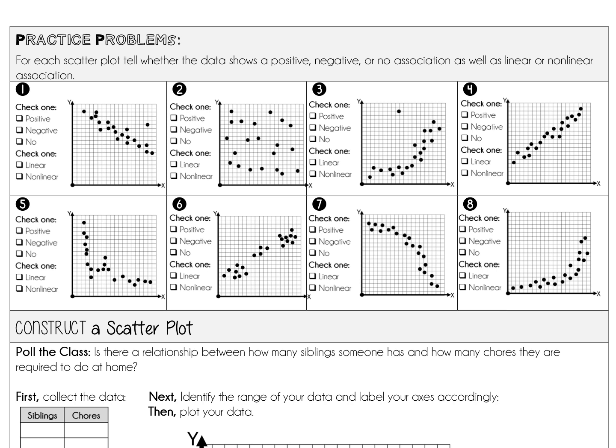For number 6, you should have checked positive and linear. Number 7 is negative and nonlinear. And number 8 is positive and nonlinear.